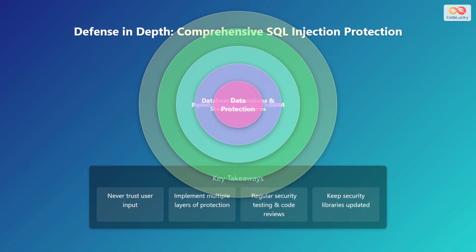In conclusion, a defense-in-depth strategy is essential for comprehensive SQL injection protection. The layers are Web Application Firewall and Network Security, Input Validation and Sanitization, Parameterized Queries and ORM, Database Permissions and Stored Procedures, and finally Data Protection. Key takeaways include never trust user input, implement multiple layers of protection, perform regular security testing and code reviews, and keep security libraries updated. By implementing these strategies, you can significantly reduce the risk of SQL injection attacks and protect your valuable data.